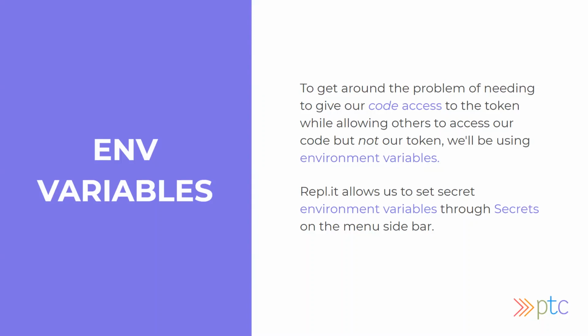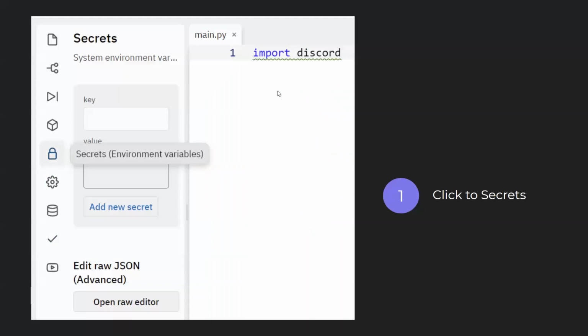All right, let's get started with actually creating this file. First we need to click the secrets on the sidebar. You should see it about five down on your left. You see all those icons, the fifth icon there called secrets environment variable. Click on that.